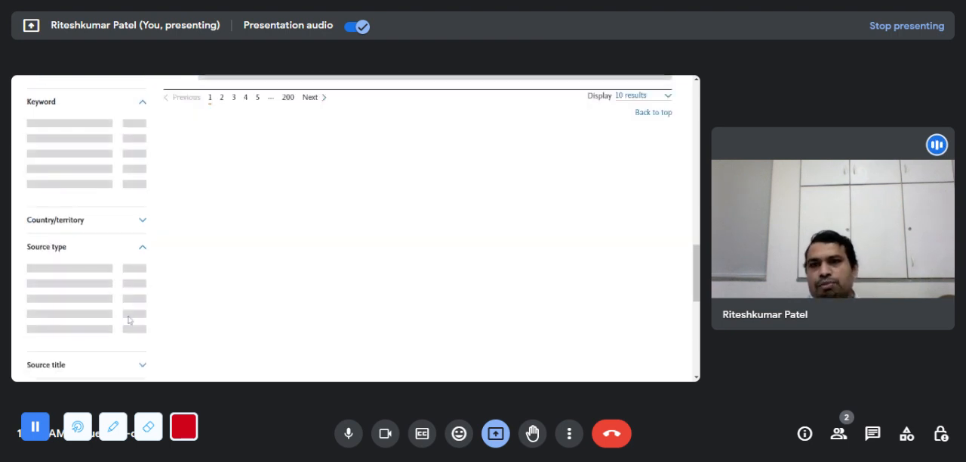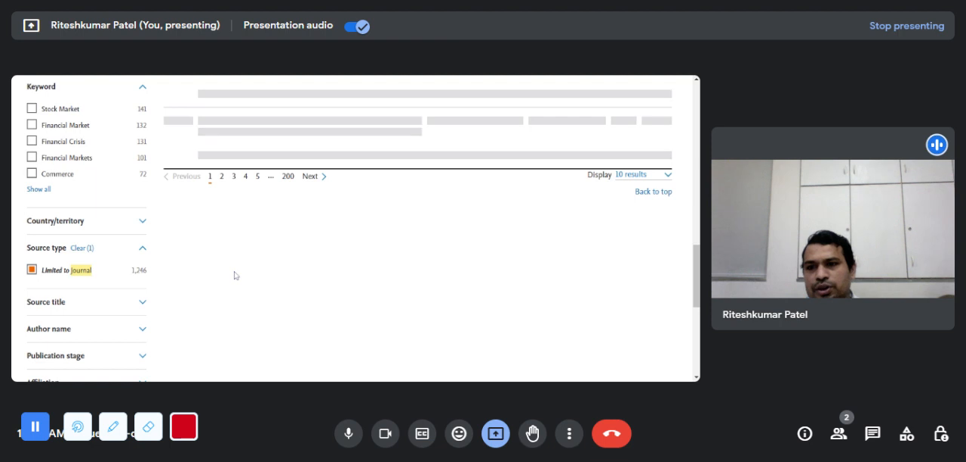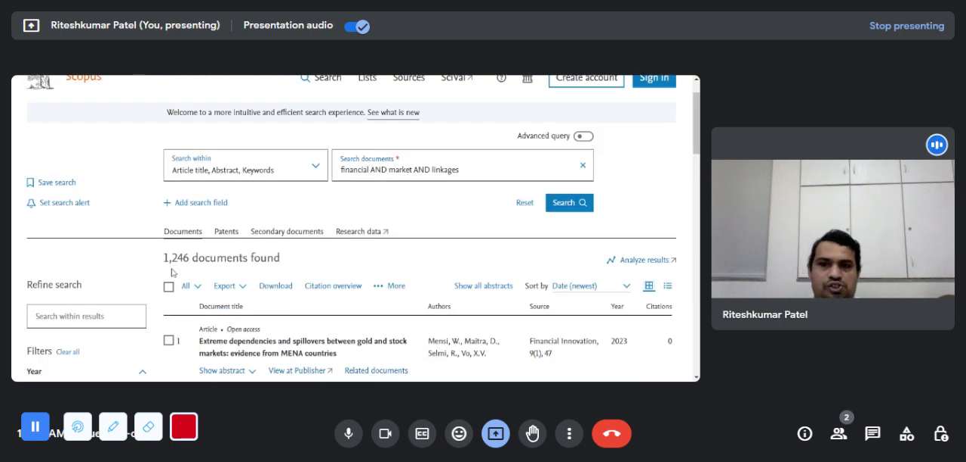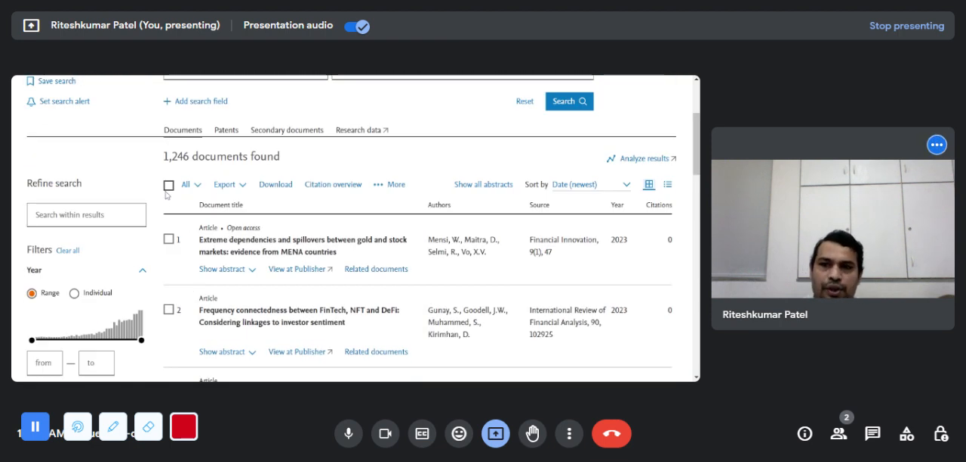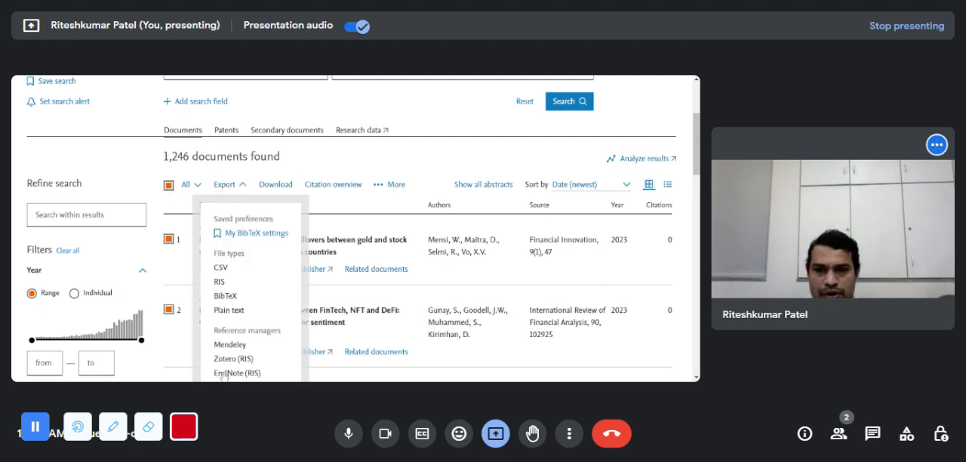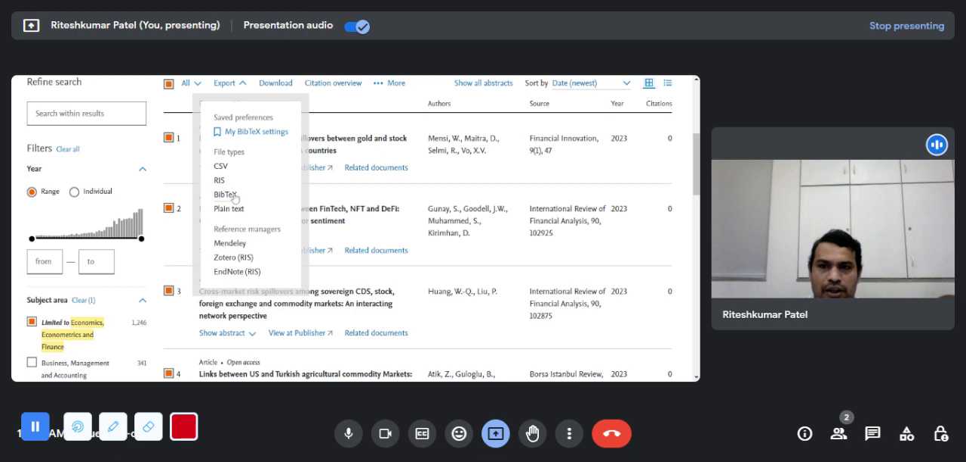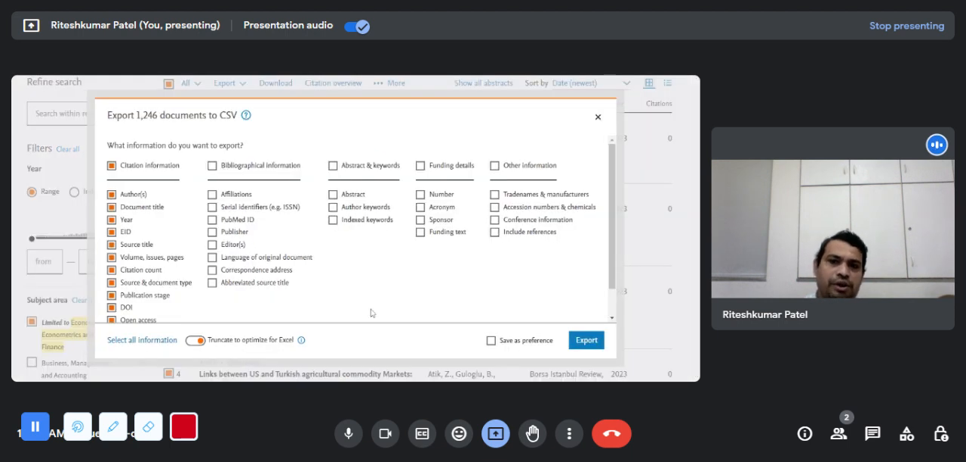The moment I put the limit over there, it will give me further filtered results, that is 1246 articles. I will click over here. I will click on export. Okay, and then I will decide on a CSV format. Please download only CSV format, because VOSviewer as a software takes only CSV format.